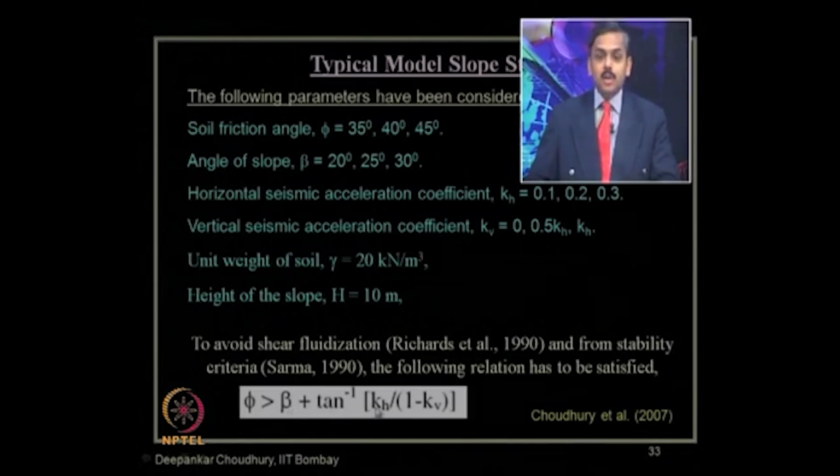plus tan inverse of kh by 1 minus kv. This kh is horizontal seismic acceleration, kv is vertical seismic acceleration. So, this part tan inverse kh by 1 minus kv is coming from Richards et al. 1990. This paper is available in the Journal of Geotechnical Engineering, ASCE, to mention the concept of shear fluidization. So, what Richards et al.